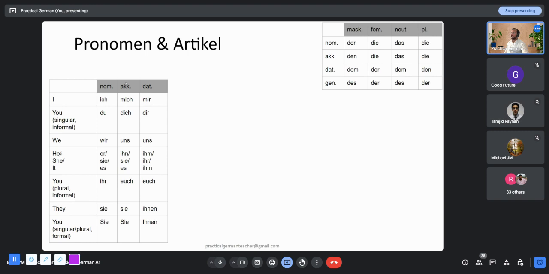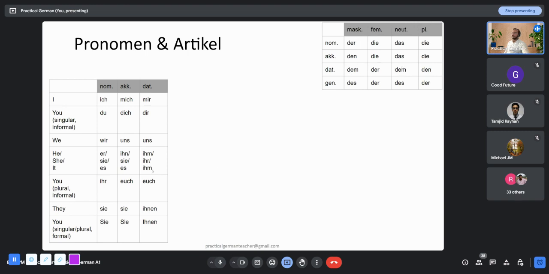He is masculine, so er becomes in, but sie, feminine, does not change. Z remains z, and for neutrum, es, s remains s. When you go from nominative to accusative, only masculine changes; feminine remains the same, neutrum remains the same, plural also remains the same. When you go to dative case, you have them for masculine and neutrum.